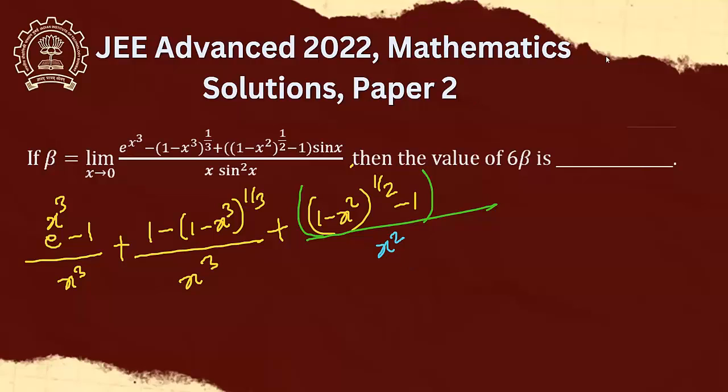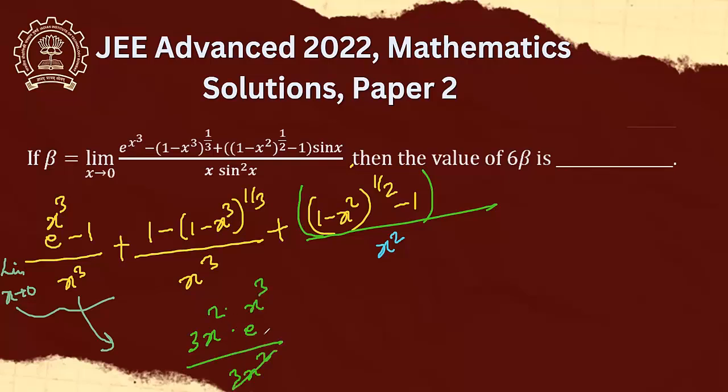So let's see the 3 terms one by one. The first one here, for x tending to 0, the numerator is going to 0, denominator is going to 0. I can use the L'Hospital rule, right? Differentiate the numerator, that is going to be 3x square times e to the power x cube upon 3x square. This gets cancelled. For x tending to 0, this is going to be 1. So the limit of this thing is 1.